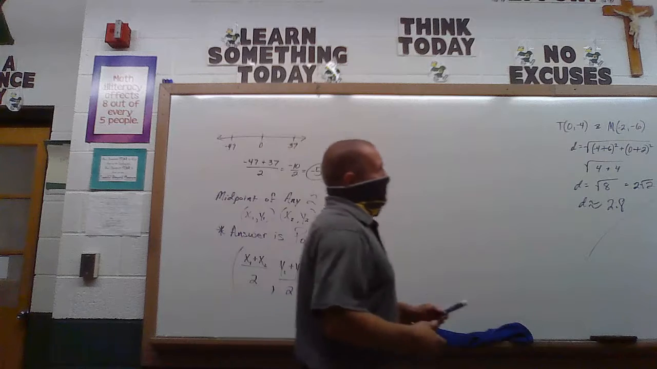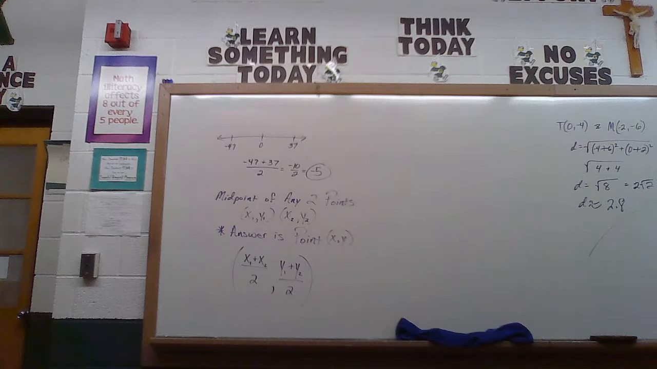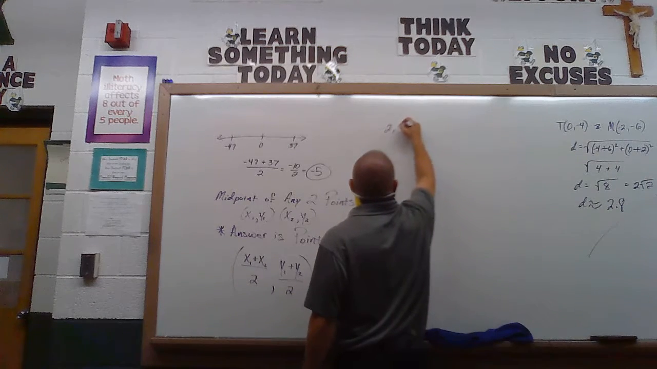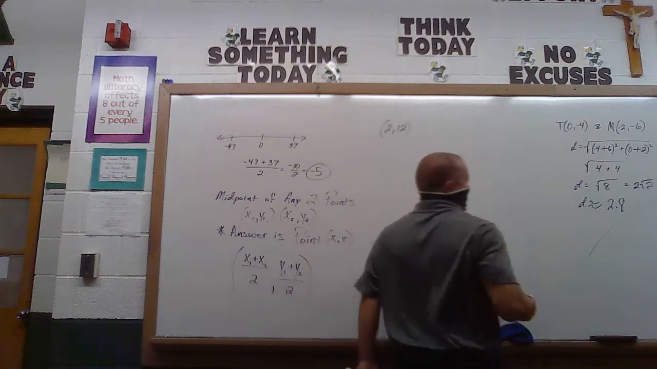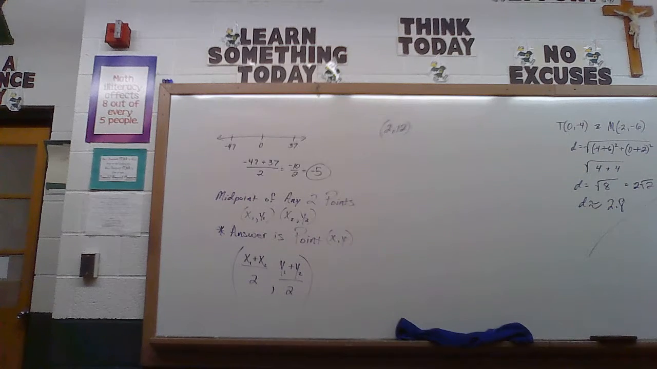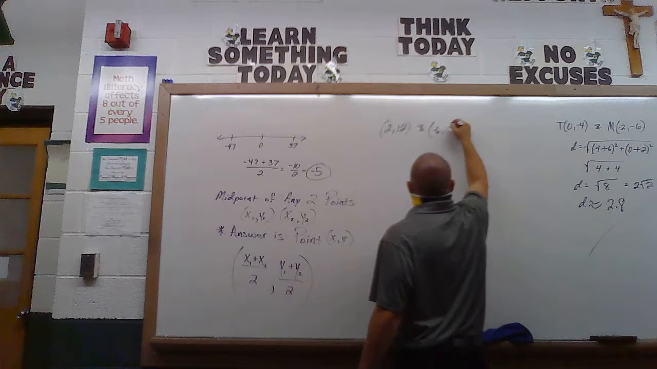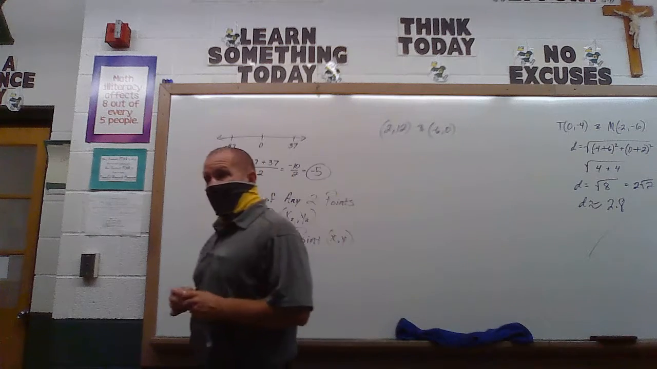Okay, so if we use this example up here, what's this point way up here? If this is a regular coordinate plane, it'd be what? 2, what? 8, 10, 12. 2, 12. So we want to find the midpoint between 2, 12, and my purple one over here is what? Negative 6, 0. Alright, so we got our 2 points.